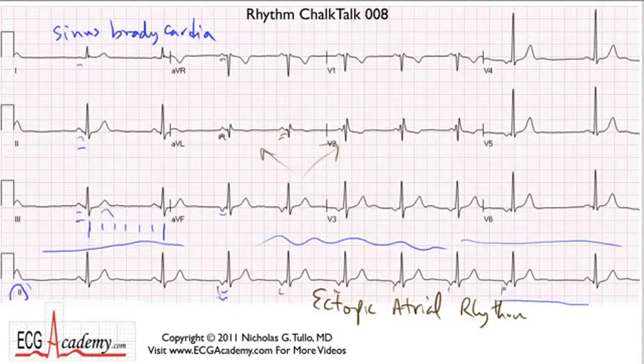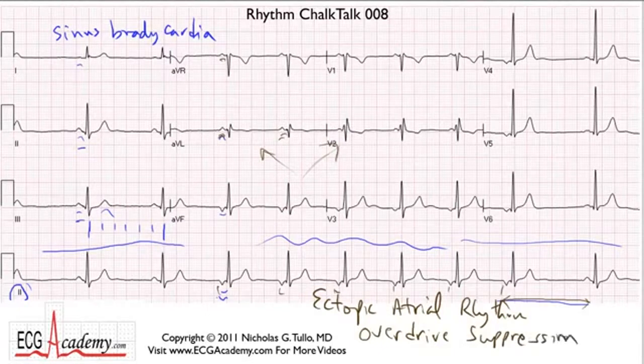But then after this ends, you have a fairly long pause. And that's pretty common, because we have this concept of overdrive suppression. Overdrive suppression is an electrophysiologic concept that any area in the heart, whether it be in the atrium or the AV node or Purkinje fibers or even ventricular myocardium, is able to fire. It's able to deliver electrical signals. It has something called automaticity. But if another region of the heart is firing faster, then that automaticity is suppressed.